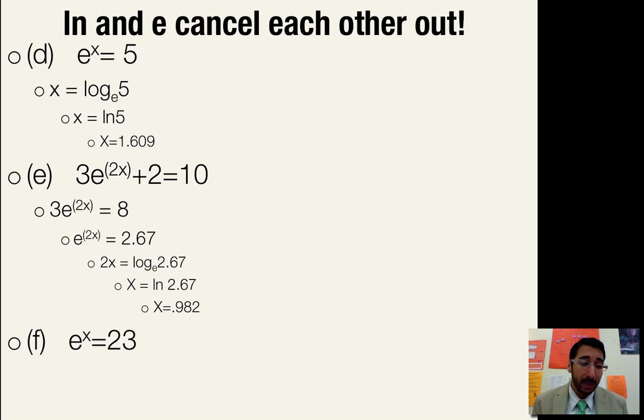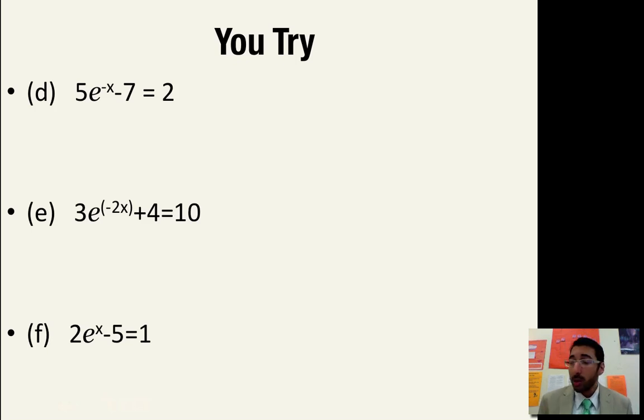All right, e to the x equals 23. This one's pretty simple. Variable in my exponent. I need to bring that e over. Since we've already discussed, log base e is going to be ln. So that's going to be just natural log of 23. And the natural log of 23, when you plug it in your calculator, is 3.135.